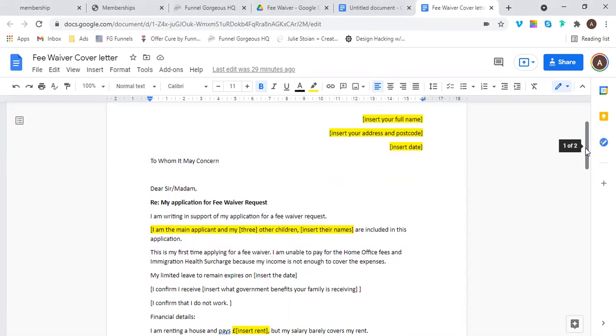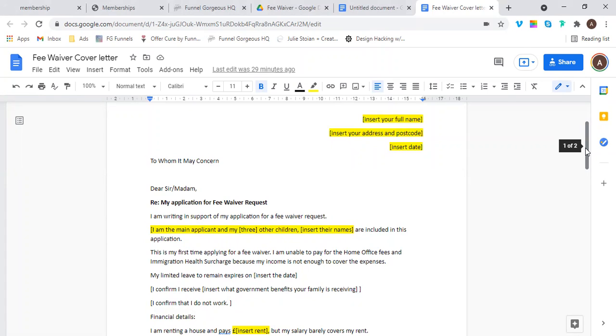let me just explain quickly what a cover letter is. When you make an application, it's usually a good idea to include a cover letter. A cover letter is your letter to the home office explaining why you are making this application. It can be any application, but for this purpose, it's the fee waiver. Each application is unique.